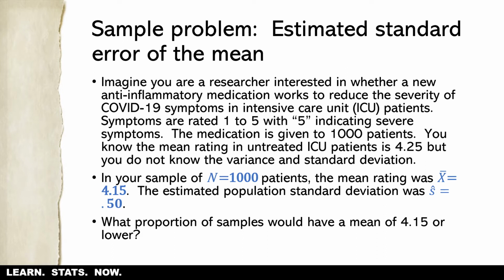The question really is, how far out in the left side of the sampling distribution would we locate a value of 4.15 for a sample mean? Okay, so what proportion of samples would have a mean of 4.15 or lower? You can imagine a sampling distribution looking like this. The population mean, which we know is 4.25. And then the question becomes, where exactly does 4.15 show up on the left side of this distribution? How far into the tail is it?